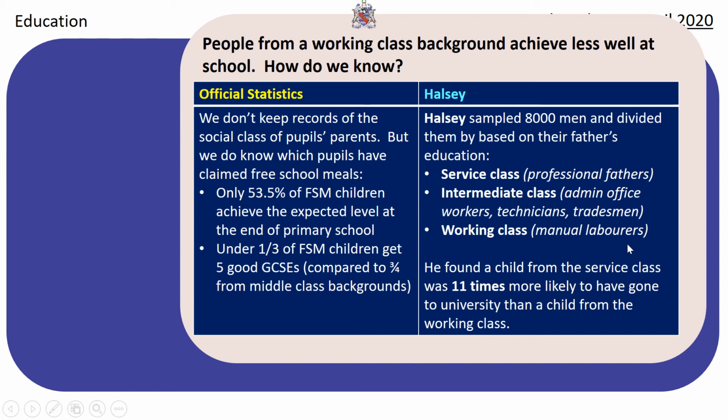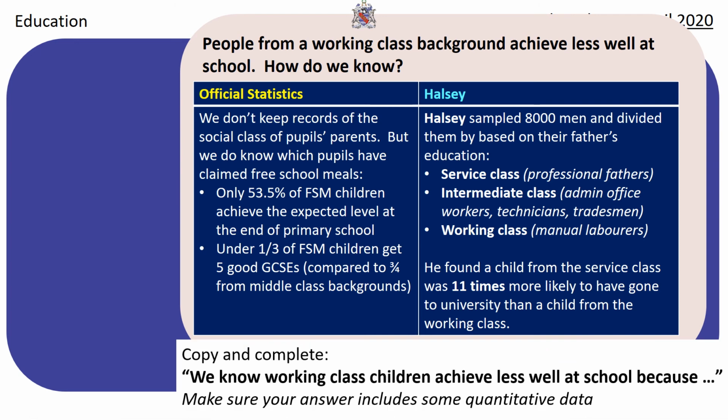And then he compared how well those 8,000 people did in terms of their father's education versus their own education. And he found a child whose father was in the service class was 11 times more likely to have gone to university than a child whose father was in the working class. So even though in theory those 2 children were running equal races in the education system because it was meritocratic, in actual fact the children from the service class were much more likely to succeed in that educational race and go on to university.